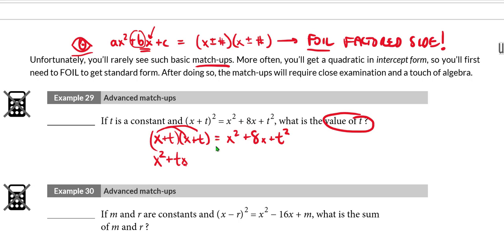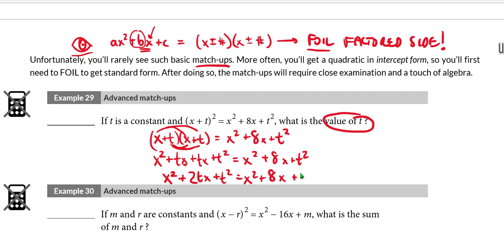In order to make it easier for me to see what's going on here, I want to keep the x second and then its coefficients to the left in front of it. So I'm going to do plus tx, then plus another, inner terms, plus another tx, and then plus, last terms would be t squared, and that equals x squared plus 8x plus t squared. And then combining like terms on the left, I have x squared plus 2tx, right? A tx plus another tx is 2 tx's, and plus t squared equals x squared plus 8x plus t squared.